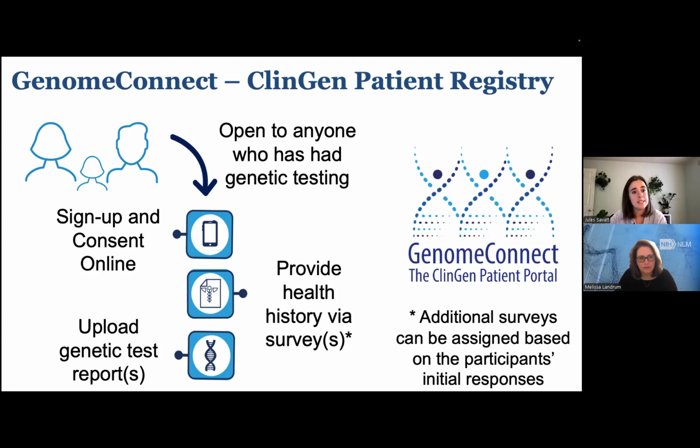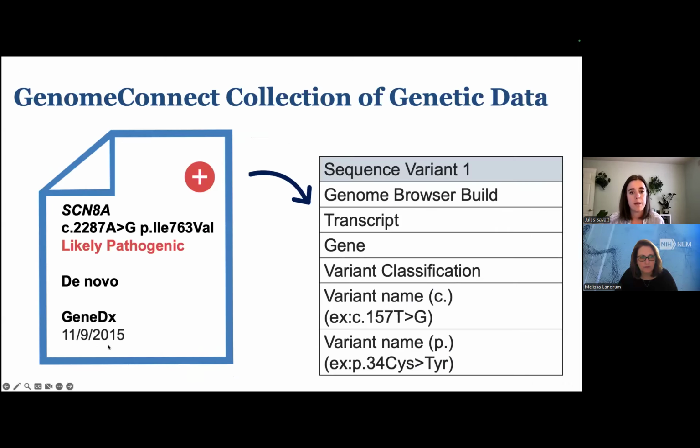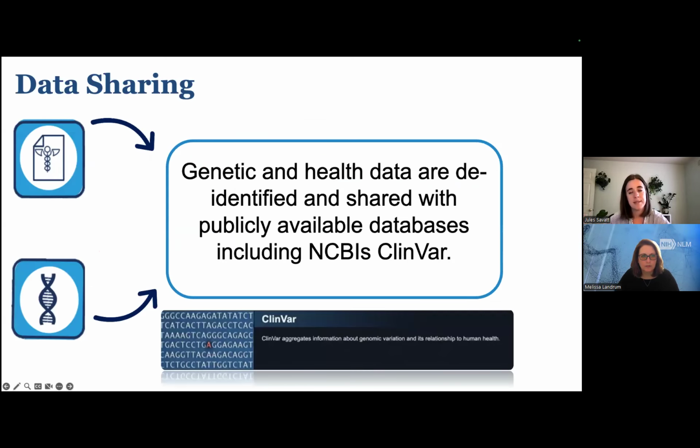So GenomeConnect's open to anyone who's had genetic testing. Individuals can sign up online and provide their health history via surveys. They upload copies of their genetic test reports. And then our team reviews their genetic test report and pulls out information about that genetic variant. So things like the gene name, that C dot, that P dot. So what's that variant name? We pull that information out in a structured way. So then we can, with our participants' consent, share that with the ClinVar database.